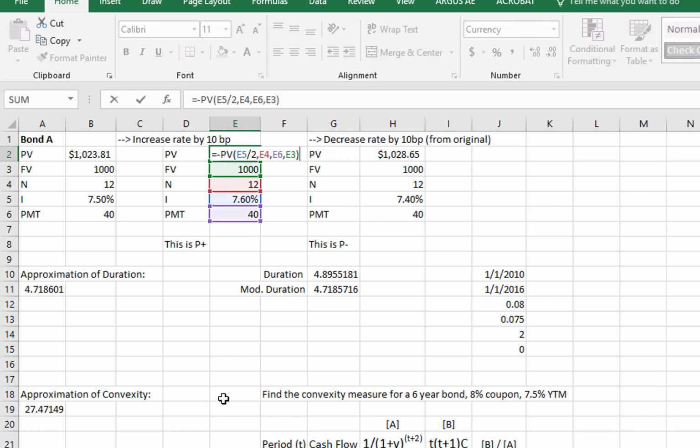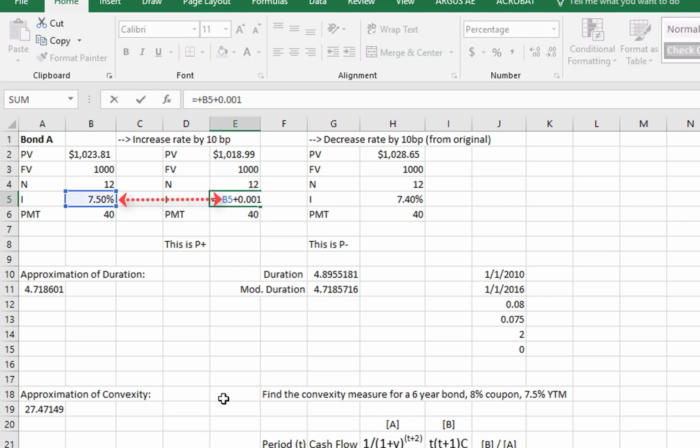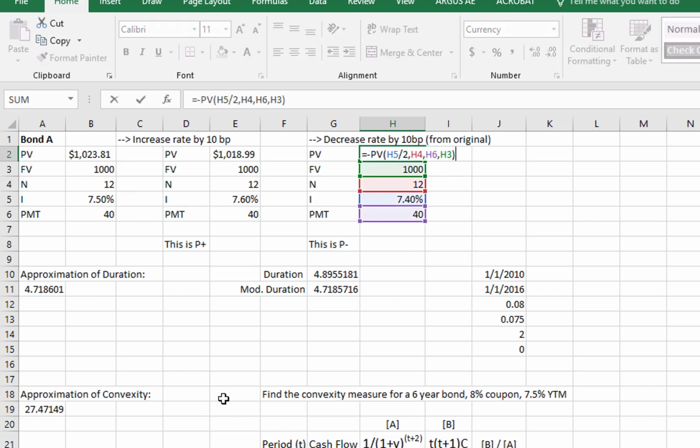$1,018.99. So I'm just using the price function in Excel. I've changed the interest rates by going up 10 basis points. You can see that there. And I've got a new price of $1,018. To get P minus, the P when interest rates go down, I change the interest rate to 7.4. That is, I'm taking it down 10 basis points. I calculate the new price, and I've got $1,028.65. So that's the price when interest rates go down.